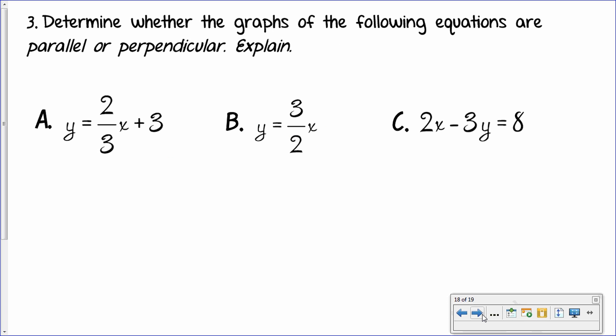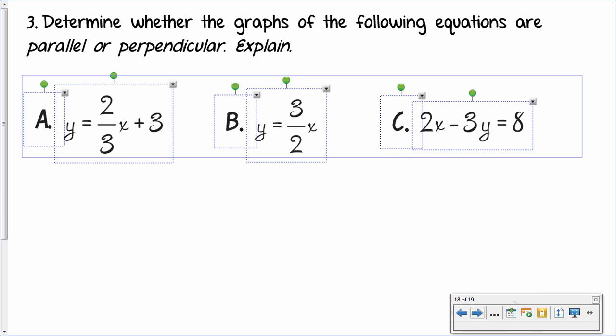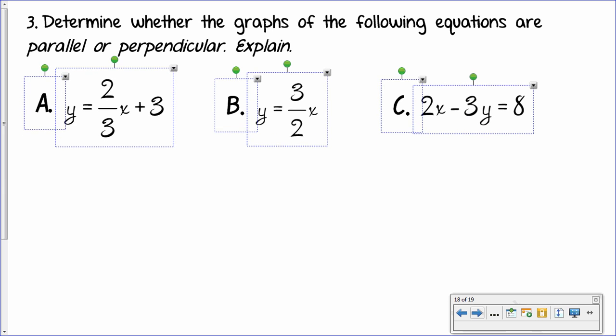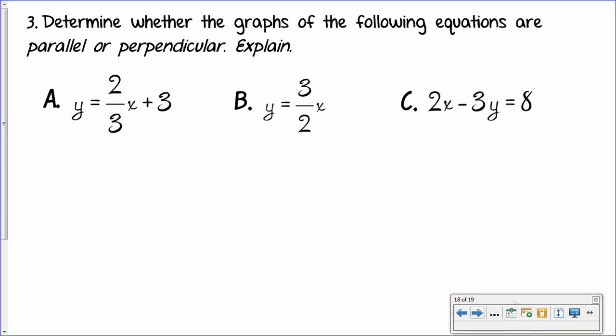Okay, determine whether the graphs of the following equations are parallel or perpendicular. And I've already labeled them for you. Looks awful nice to me. You're welcome. No kudos or nothing? Thank you for the warning. You're very welcome, Ramon.